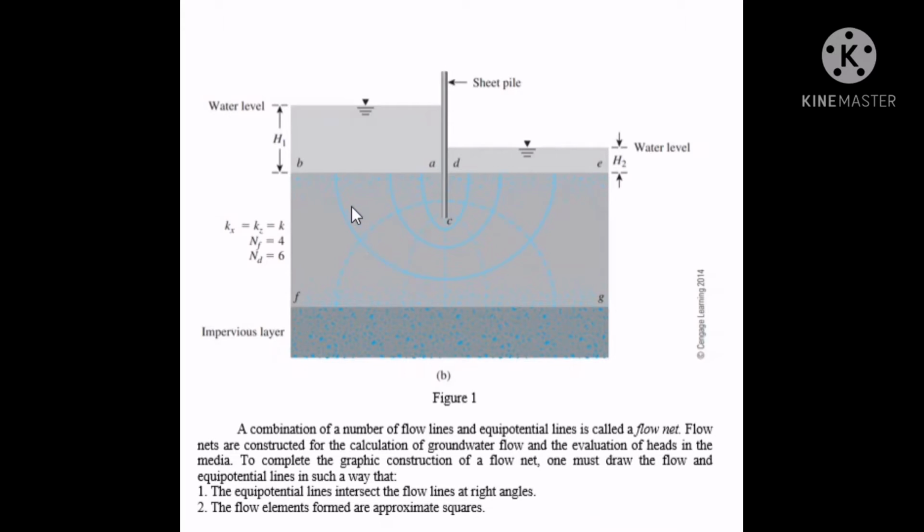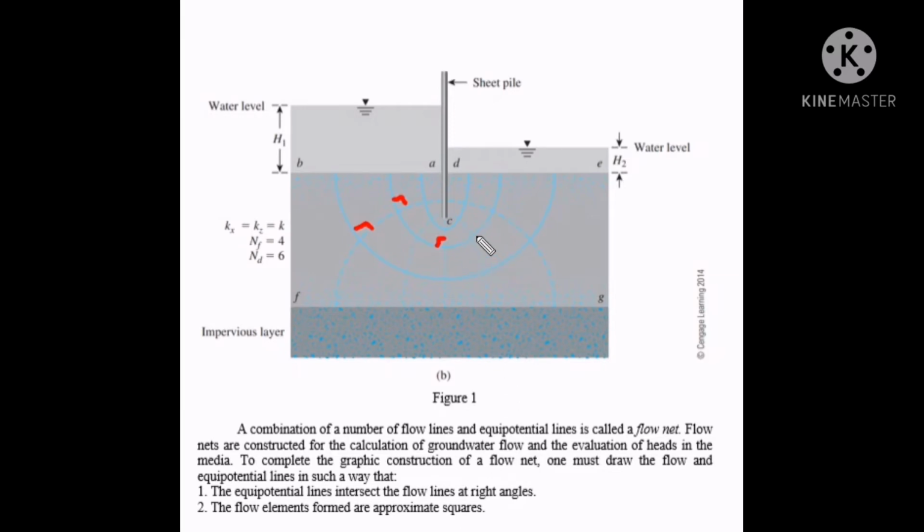So for example, this is a flow net. Yung intersection between the flow line and the equipotential line, dapat daw yun ay almost at right angle. Yan. Right angle yan. Almost at right angle siya. And then, the flow elements formed are approximate square.